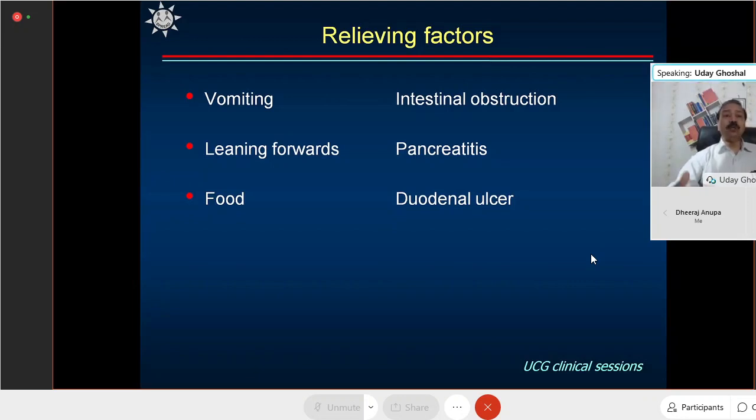Leaning forwards will decrease the pain of pancreatitis. I explained to you why. And food reduces duodenal ulcer pain. People have studied the mechanism. Why should food reduce duodenal ulcer pain?